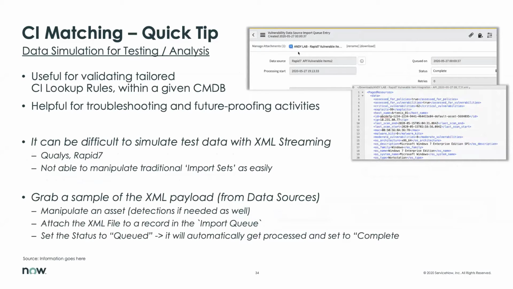Well, if we don't have the import sets, one of the cool things you can do is actually grab a copy of one of the XML files from the data sources. And in there, you can do some surgery. You can take one of these hosts, swap out the IP, swap out the MAC address, swap out the host name, and bring it back into ServiceNow. And this allows you to quickly play with your data, play with your rules, and really do some tight testing.